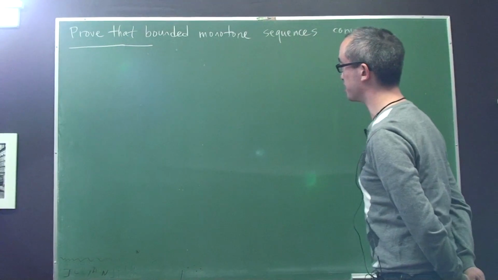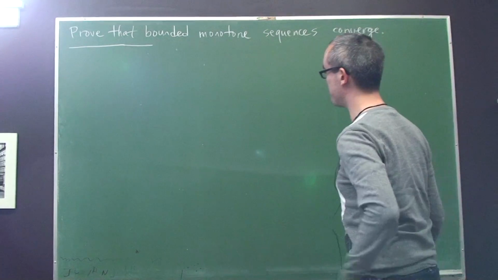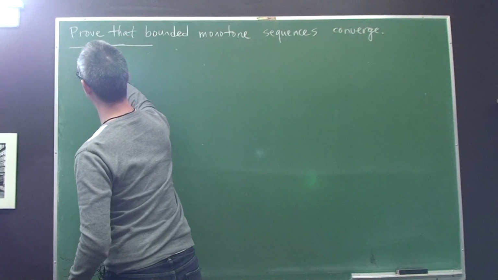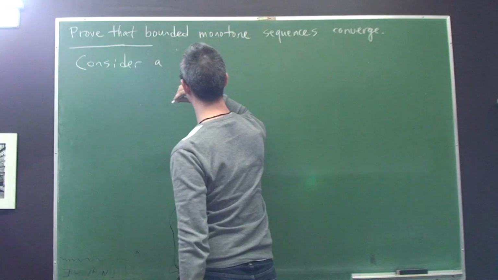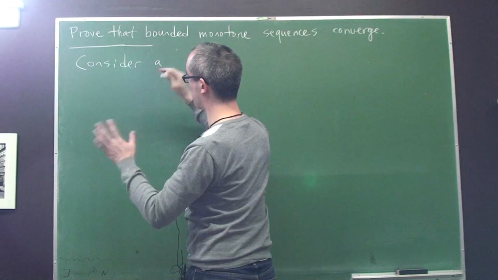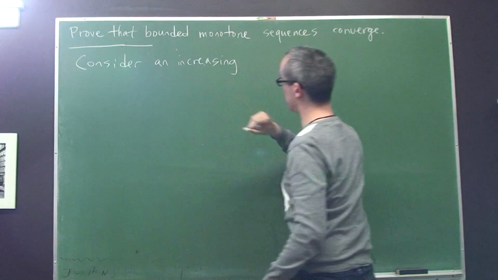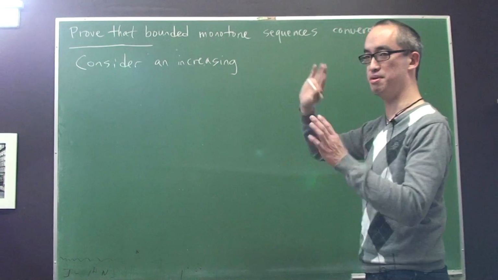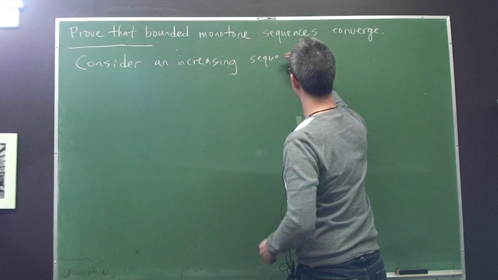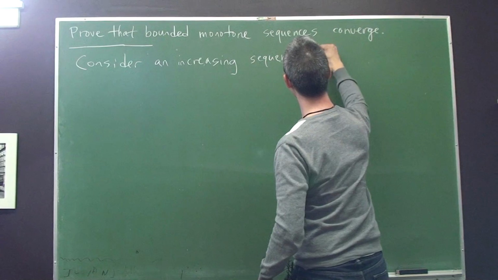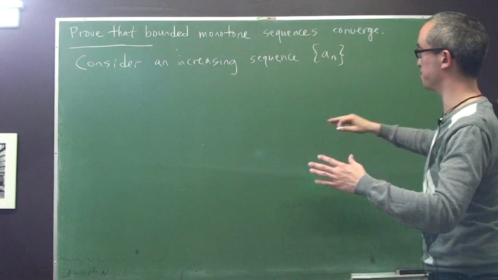Okay, so in this problem, we're asked to prove that bounded monotone sequences converge. So let's imagine that we have some sequence, and let's say that the sequence is, let's just choose increasing. I'm not going to prove this for decreasing sequences because I suspect that the proofs are going to be basically the same. So consider an increasing sequence, A1, A2, A3, A4, A5, and on to infinity.